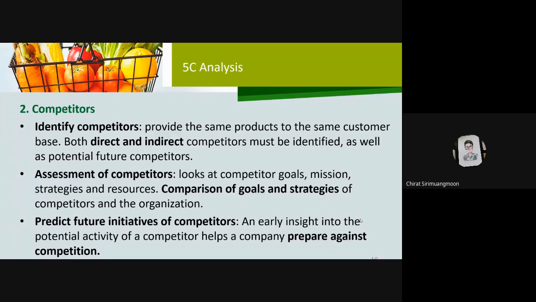So you assess the competitors to compare goals and strategies. Then evaluate yourself. Do you need to do something else or not, and how can you fight with them? So this is the assessment of the competitors.